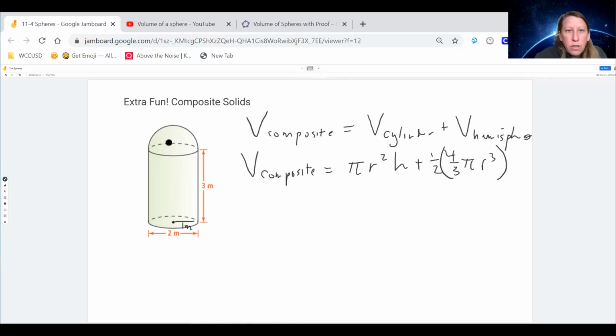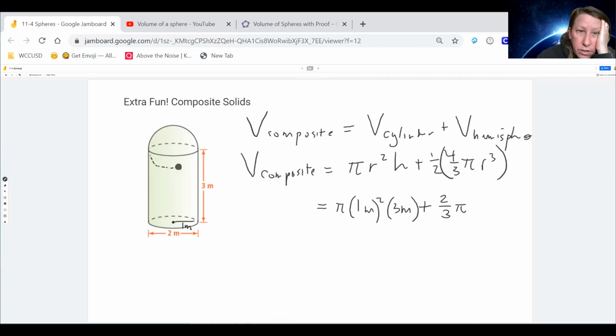Okay, so I'm going to do the volume of the cylinder first. And that's going to be pi times 1 meter squared times 3 meters, the height of that cylinder. And then I'll work on this part. So I'm going to do again, half of 4/3 is 2/3 pi. What's the radius of the sphere up here? What's the radius of this sphere?